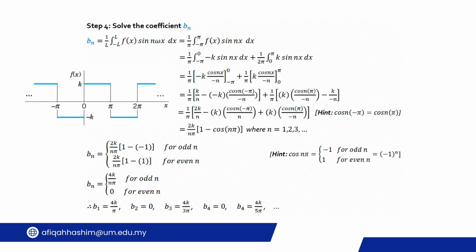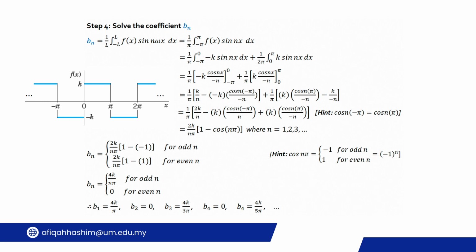and then plus 1 over pi, and then this k sine nx, if you integrate, you will get cos nx divided by negative n, and then try to solve it. You get 2k over n pi in the bracket 1 minus cos n pi, where n is equal to 1, 2, 3.